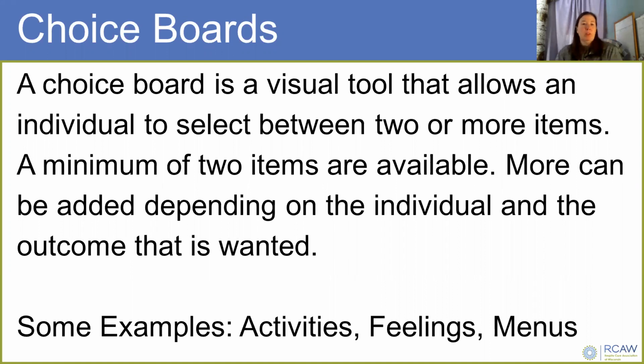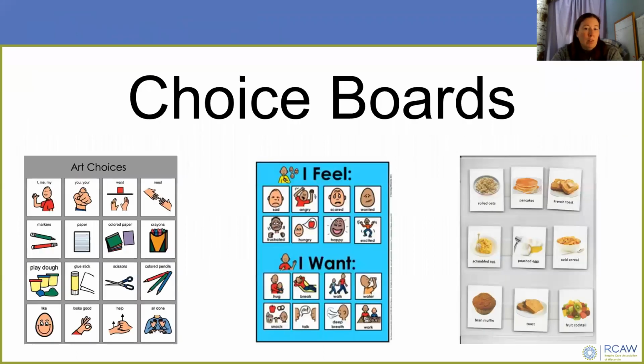So the first category I'm going to talk about is a choice board. A choice board is a visual tool that allows an individual to select between 2 or more items. So a minimum of 2 items must be available, obviously, and depending on the individual, you can add more items. So some of these might be asking someone to pick between two activities, or, how are you feeling, and putting feelings out, menus at restaurants. So these are just examples of some choice boards. And I also have some examples here with me that I would like to show you.